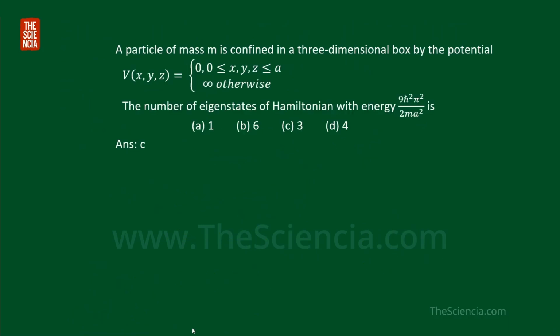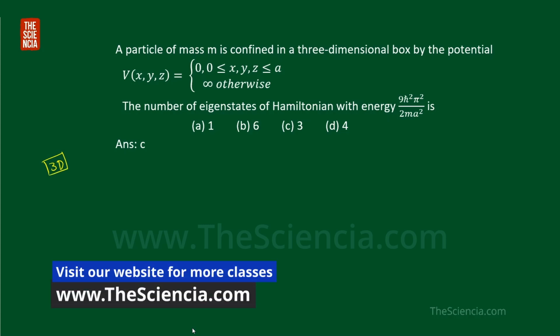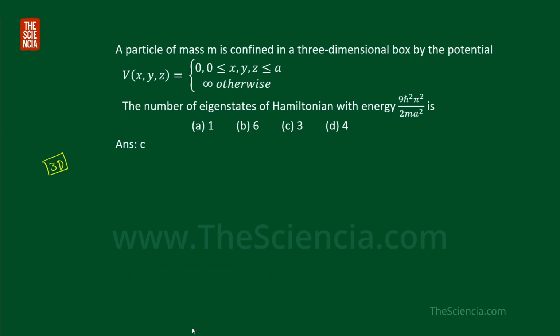In this question, a particle of mass m is confined in a 3D box. So this is a 3D box problem. The potential is given, that is, the potential is 0 when x, y and z are between 0 and a. That means the lengths are Lx equal to Ly equal to Lz equal to a. The particle is trapped inside this box of length a, and outside the box the potential is infinity while inside the box the potential is 0. That is, it is about a free particle.